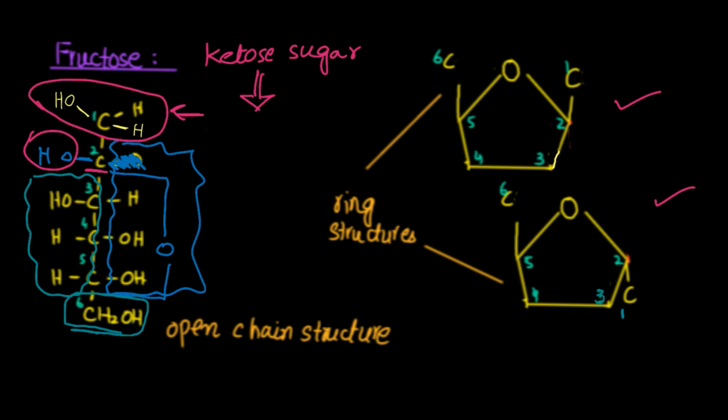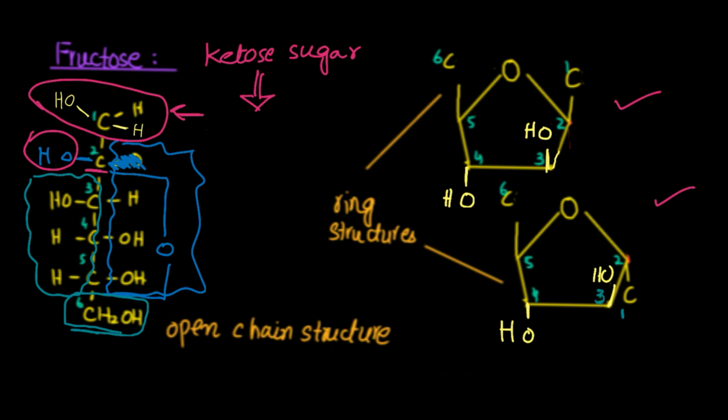First of all, let's look at carbon number 3. At carbon number 3 we have the OH on the left side. That means the OH here will be above, in both of them. And in carbon number 4 we have the OH to the right side. That means it should be below, right? It should be below the ring.